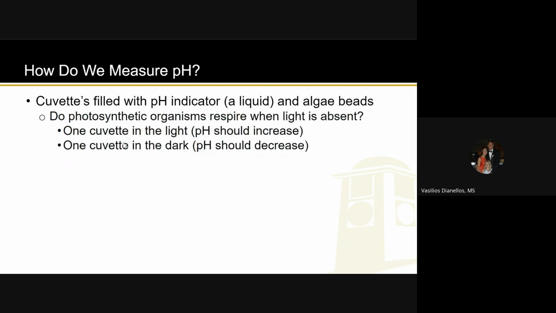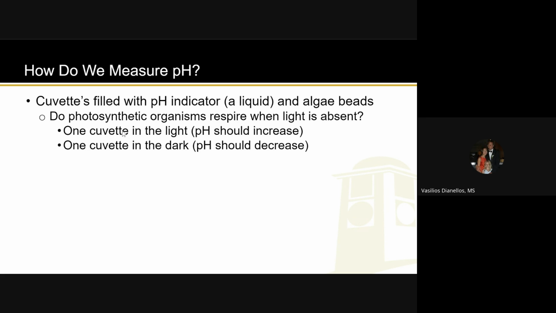The next question we're asking is, do photosynthetic organisms respire when light is absent? So basically, when you put them in the dark, does respiration happen? That's what we're asking. So very simple. We're going to have one in the dark and one in the light. The one in the light, in this case, is our control. So again, the one in the light, we should see it increase because photosynthesis should be happening.